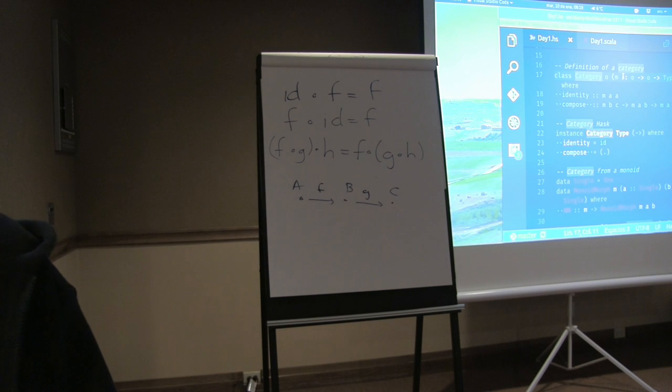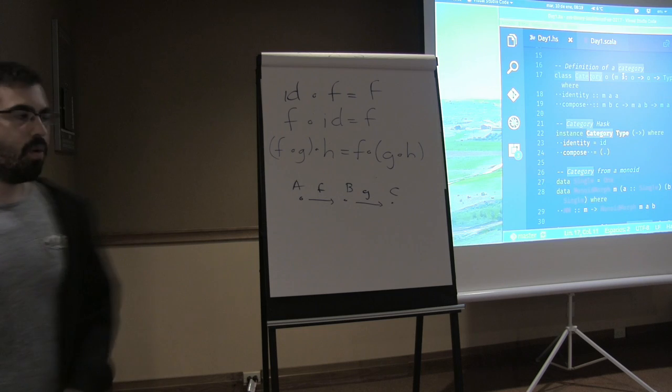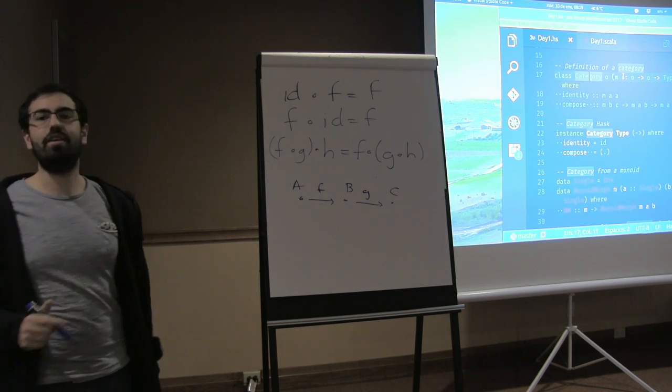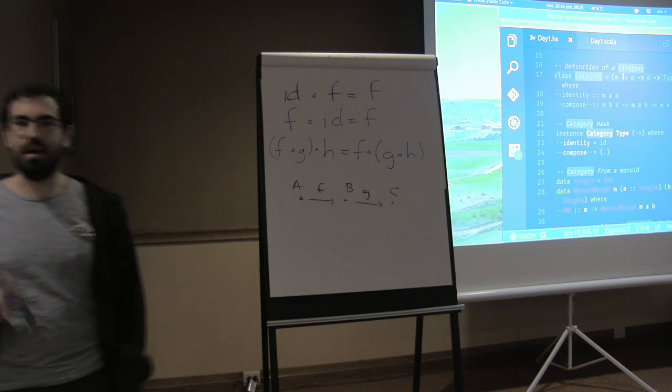A question? Yes? So this looks very much like a monoid, right? So what's the difference? We'll see that, that will be my second example. A monoid is a special case of a category, a very simple one.